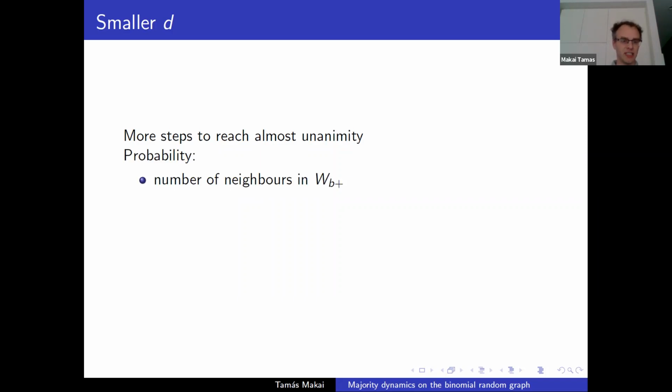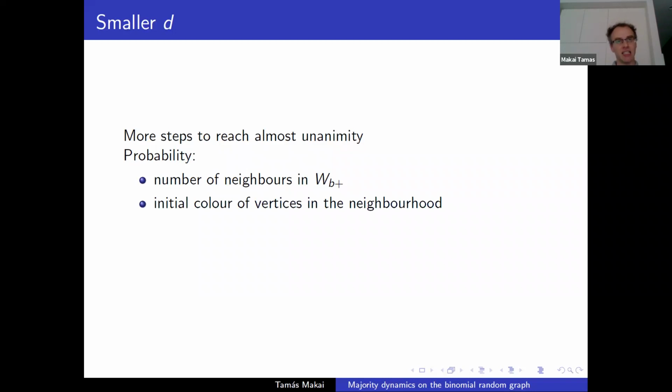The probability calculations are upset. So first of all, when d is large, we had that our vertex had many neighbors in W_B+. This will be no longer true. Some vertices will have a couple of neighbors, but most will have none. And this somehow has to be taken into account.